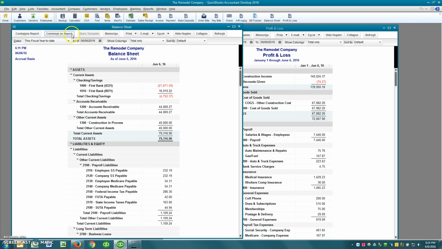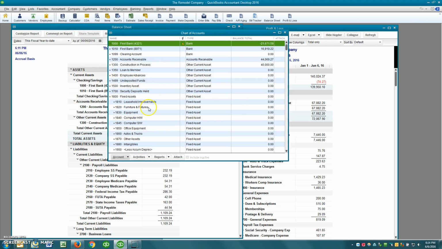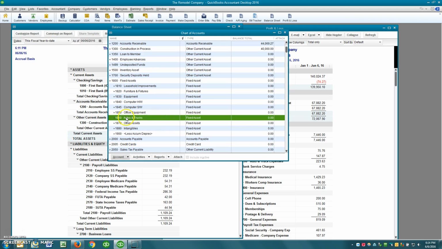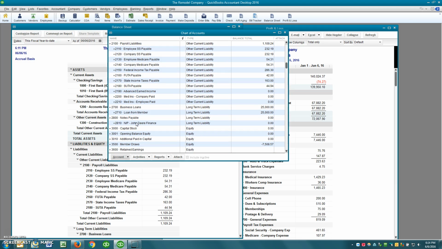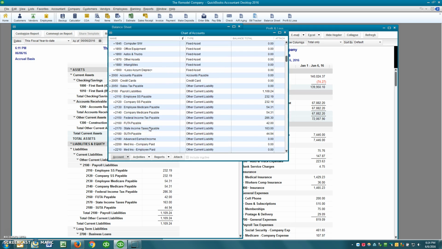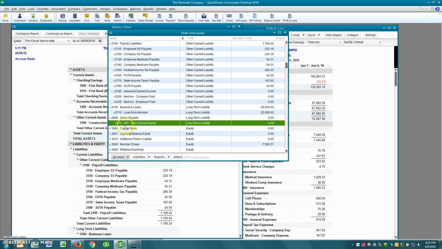So let's just start by looking at the chart of accounts. Right here is a fixed asset account for auto and trucks. And down in this section I've got one notes payable account for John Deere Finance, but we are going to buy a vehicle and we're going to create another long-term liability account for that. So in order to do that, we need to have the long-term liability account there, and we'll create that in this scenario.